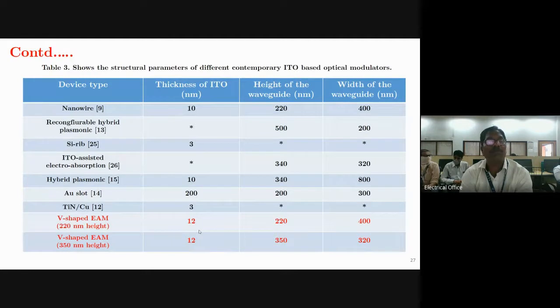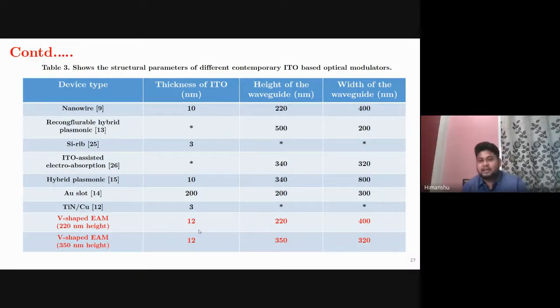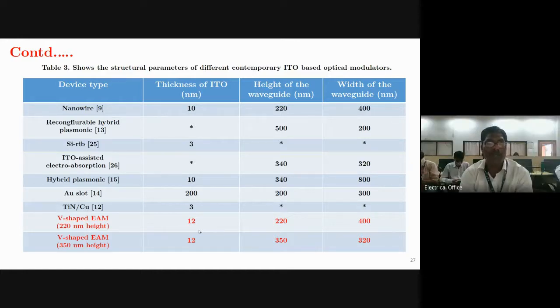Yes, sir. Here you have given a comparison with different heights, 220 and 350 nanometers, with different parameters also. Which height do you recommend as optimized, which height will give me better results? As per my knowledge, the current technology is 220 nanometer. If we go for 350 nanometer, obviously it gives better performance metrics, but then we will have to design our coupler. But in the end, I will go with 220 nanometer. Okay, please go to the next slide.